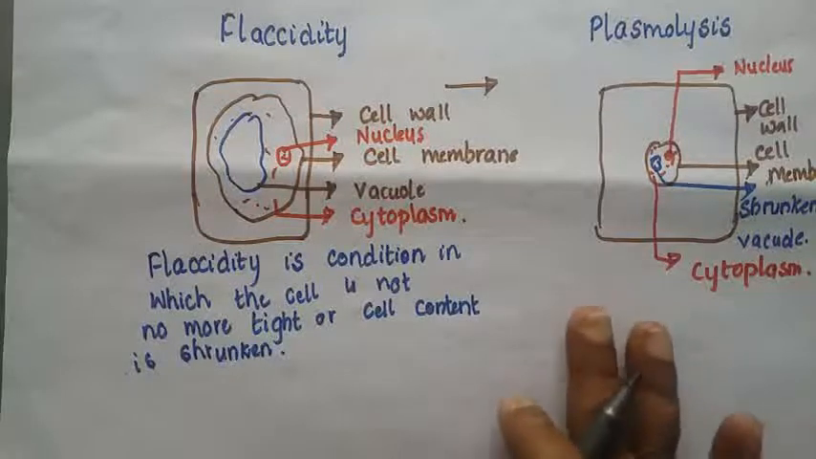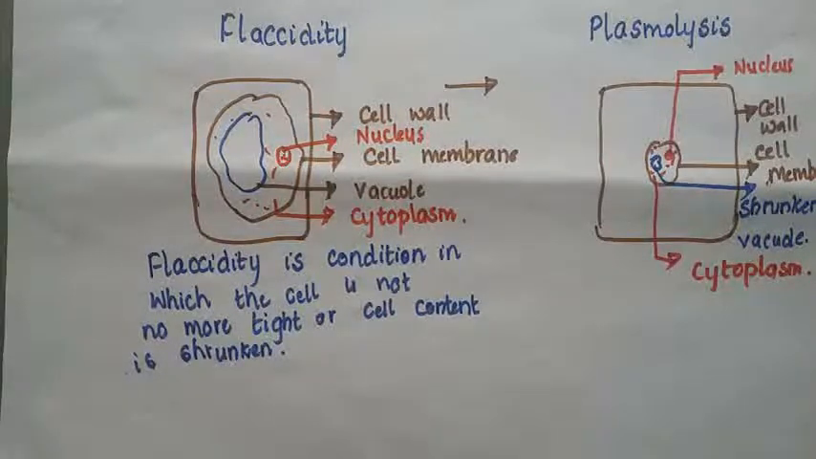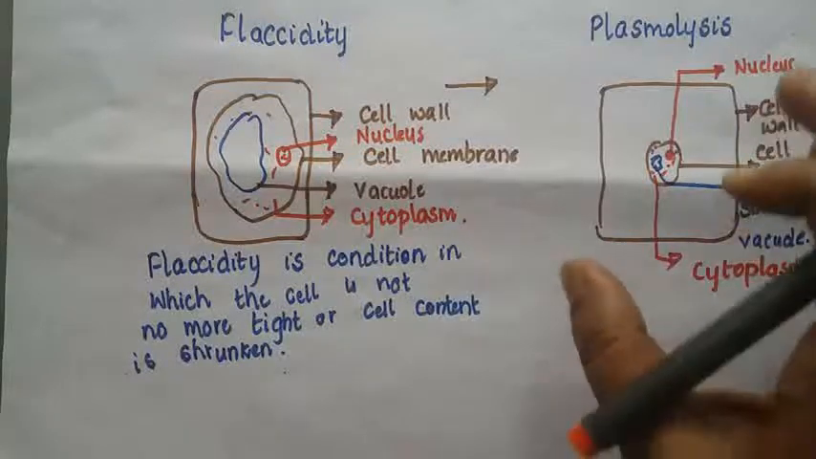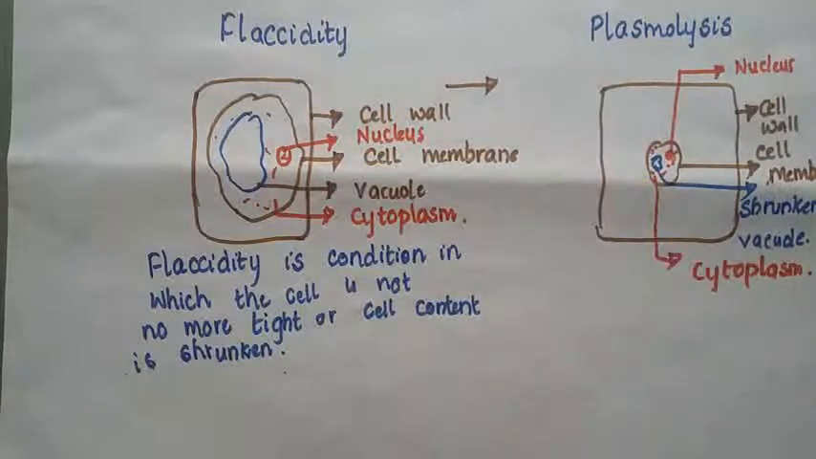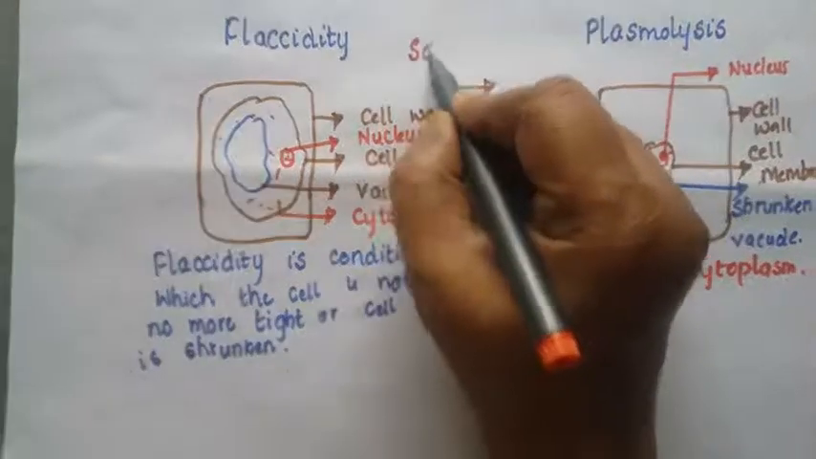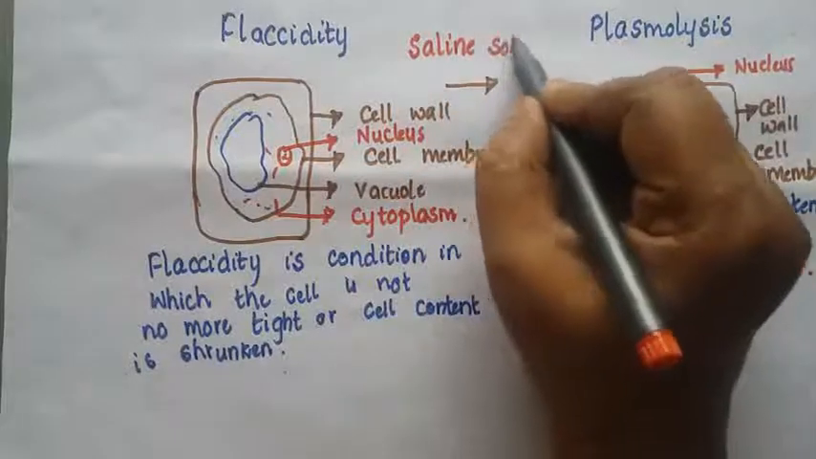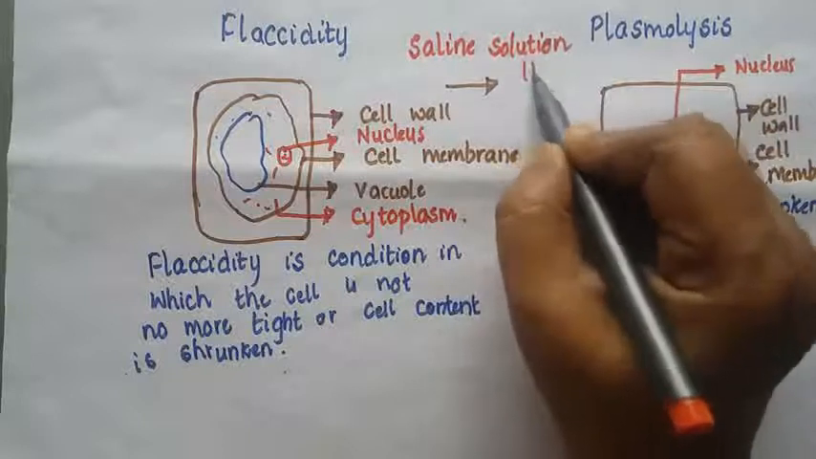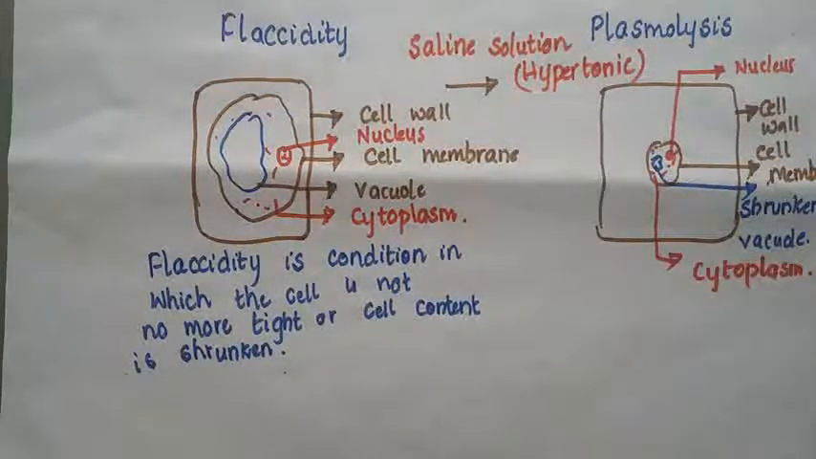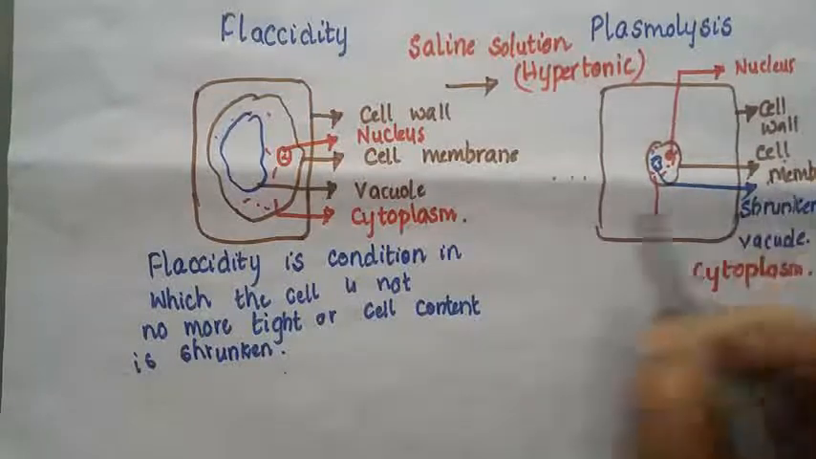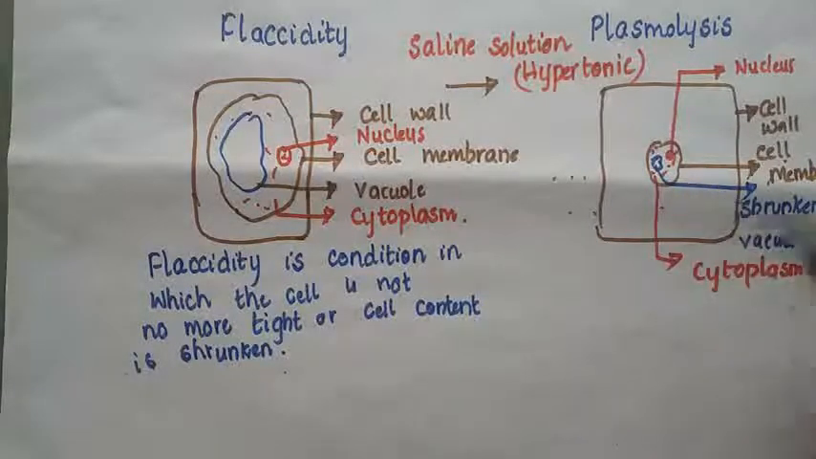So we call this condition plasmolysis. Look at the difference between flaccidity and plasmolysis. Totally the cell membrane has withdrawn from the cell wall. The vacuole is totally shrunken because there is a loss of water from the entire cell. Why is there a loss of water? Because the cell has been placed in the saline solution or salt solution. So the cell is coming in contact with the hypertonic solution, the solution which has more strength, which has more number of solutes. Hence the cell is losing water.